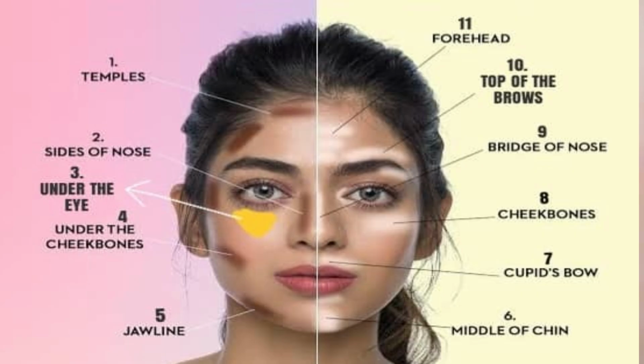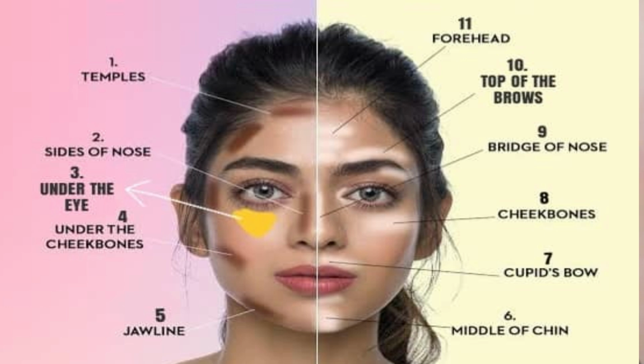Neatly labeled in number 4, you can see where you have that brown contour color leading up to number 4, and you have under the cheekbones. That part of the face directly under the cheek is called under the cheekbones. That is where you're going to be applying your cream contour and your powder contour.